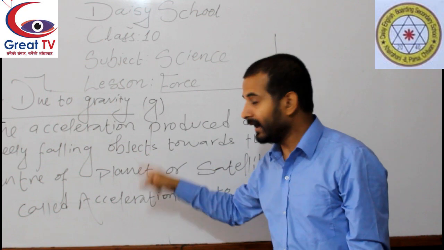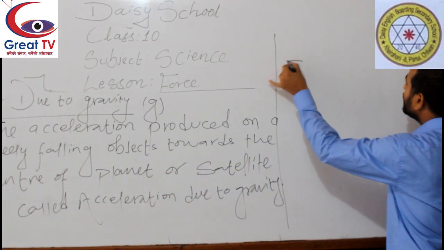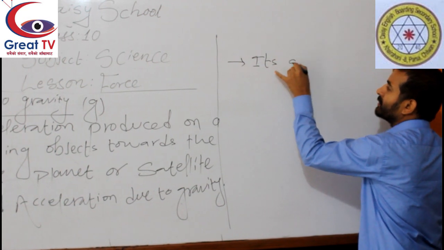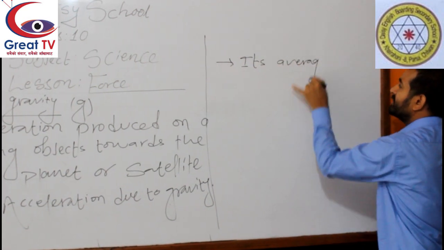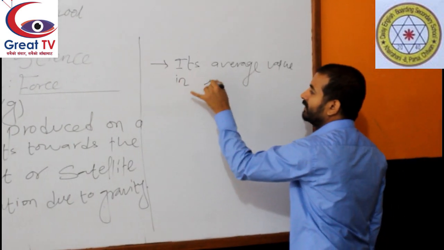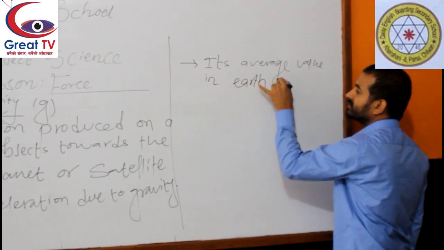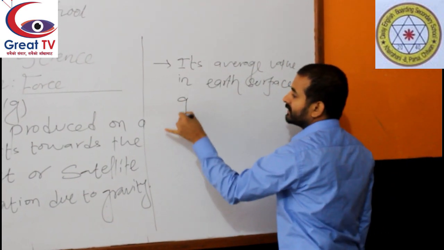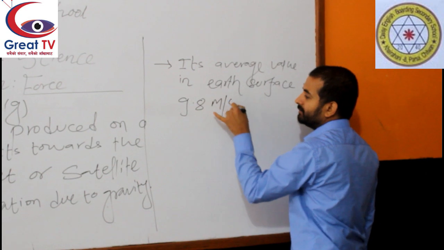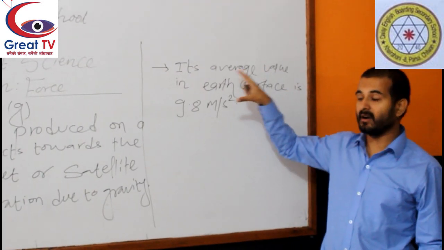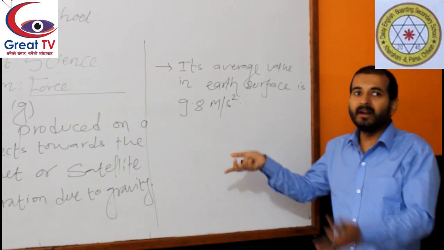Remember, the second thing you should remember is its average value. Its average value on the Earth's surface is 9.8 meter per second square. Remember, its average value on our Earth is 9.8. It is different in different planets.